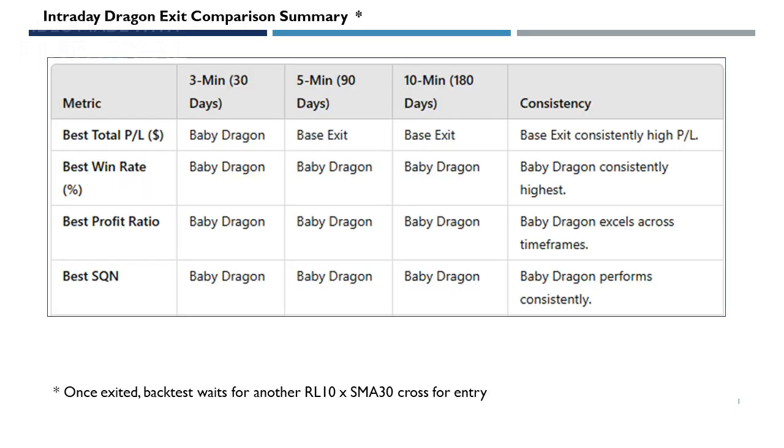When comparing intraday Dragon exits, the Baby Dragon exit consistently delivers the best total PL and profit ratio across different timeframes. The base exit also performs well, especially in longer durations.